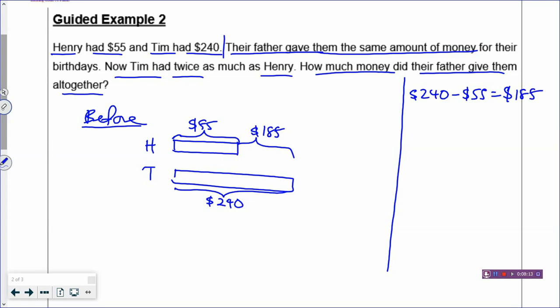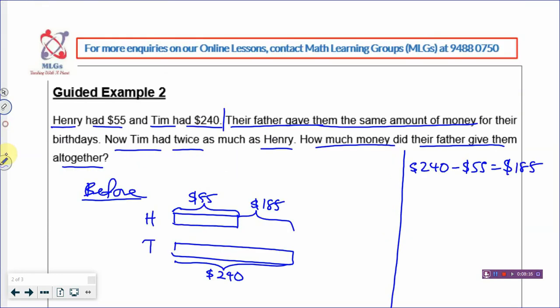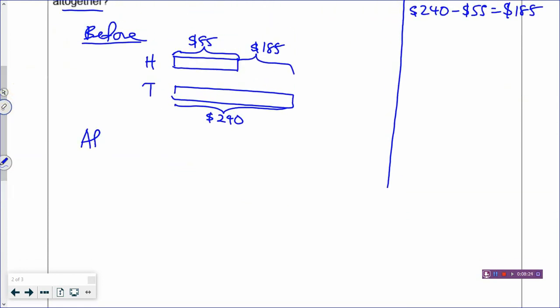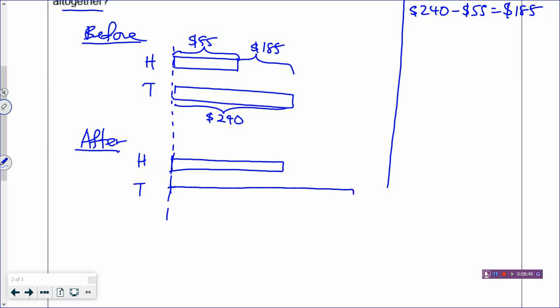So you have drawn out the first sentence. Their father gave them the same amount. So how do you show the same amount? It means that their rectangles are now going to get longer. So it makes sense to say that each of their rectangles will get longer now. When you draw your after model, they must start from the same side, same dotted line. So Henry, more. Tim, also more. So you can see each of their rectangles has become longer. So you draw with some common sense.